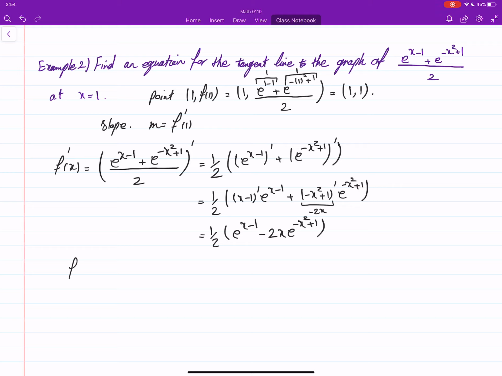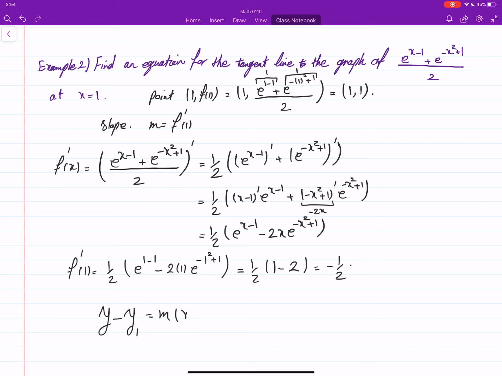And now f prime at 1, we have to evaluate the function at 1. Minus 2 times 1 times e to the power minus 1 squared plus 1. This is half of e to the power 0, which is 1, minus 2 times 1 times 1, so this will be negative half. We have the slope, we have the point.